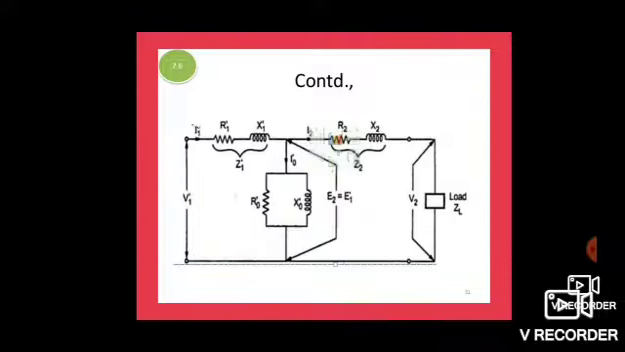So V1 dash is the primary winding voltage referred to secondary, and Z1 dash is the primary winding impedance referred to secondary. Similarly, Z2 is the secondary winding impedance. R0 dash and X0 dash are the resistance and reactance of the exciting circuit referred to secondary, and I0 dash is the no load current referred to secondary. E2 equal to E1 dash and V2 is the secondary voltage. ZL is the load impedance. So it is the equivalent circuit of a transformer on load referred to secondary.